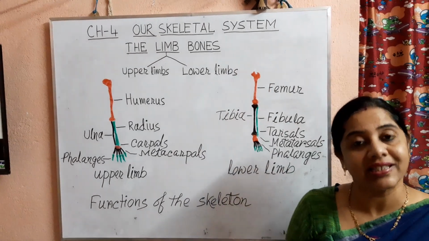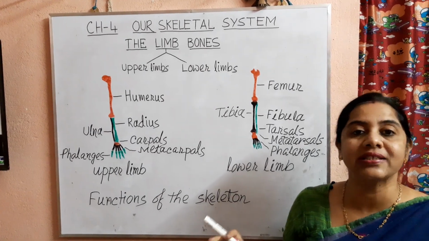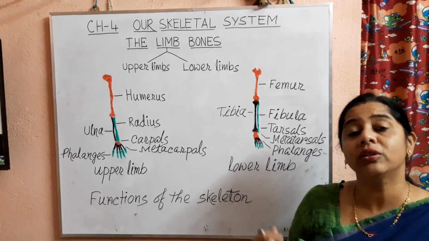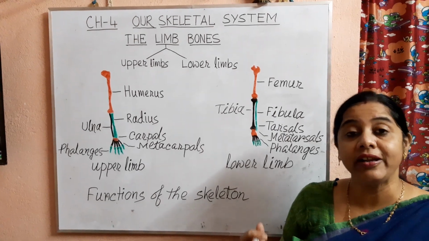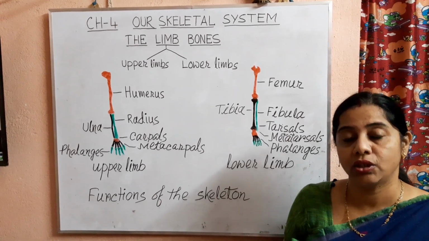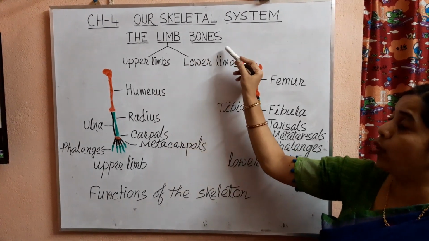In our last classes, we have discussed the different parts of a skeleton. We learnt about the skull, the vertebral column or the backbone, the rib cage and the girdles. Today, we are going to discuss the limb bones.